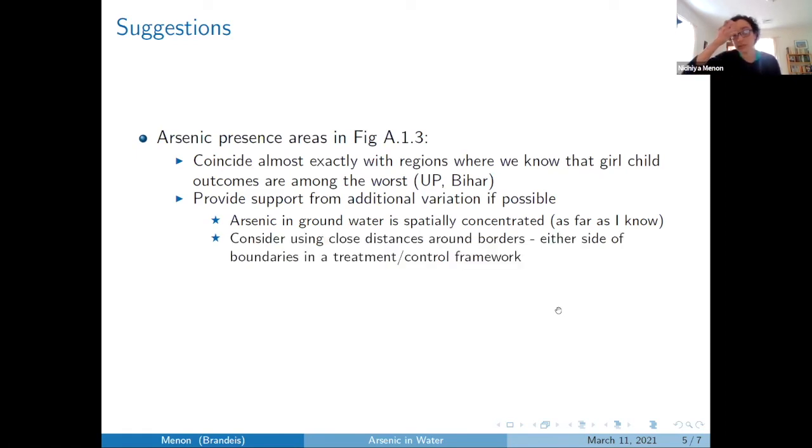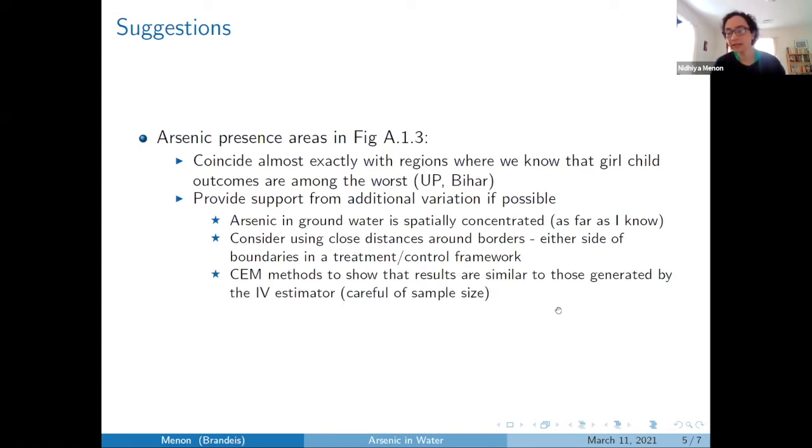So consider using the widely used close borders methodology, along all close distances along borders in a treatment-control framework, to provide additional support. That would be one suggestion. There are also new techniques now, coarsened exact matching methods, that would allow you to balance your treatment and control groups more closely. So we know that what we're measuring is only arsenic and not a whole ton of other omitted variables that can matter.